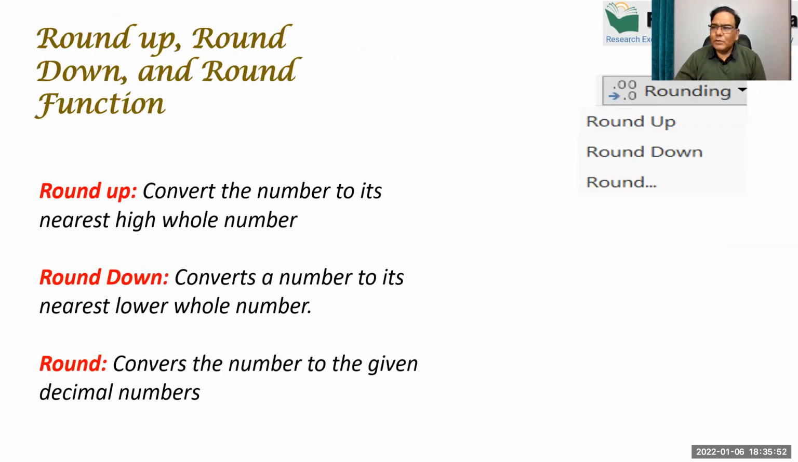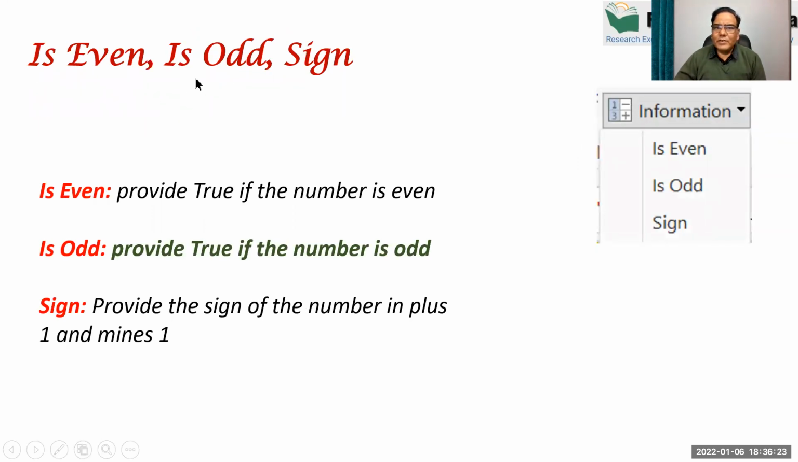And then we will use round functions: round up, round down, and round. So we will discuss that. If you click on round up, it will move to the next higher whole number. If you click on round down, it will go to the next lower number. And round is used to select the decimals: 2 decimal, 3 decimal, 4 decimal, as you need. Then we will do some even function, odd function. So we can ask the software whether my series is even or odd. The software will tell you the answer in the form of true and false.